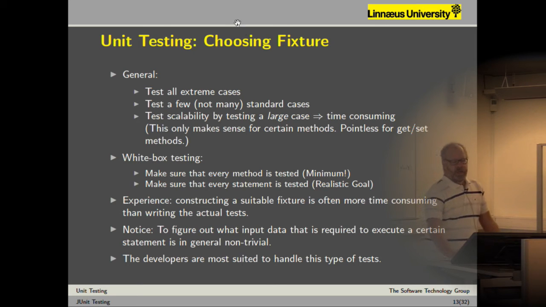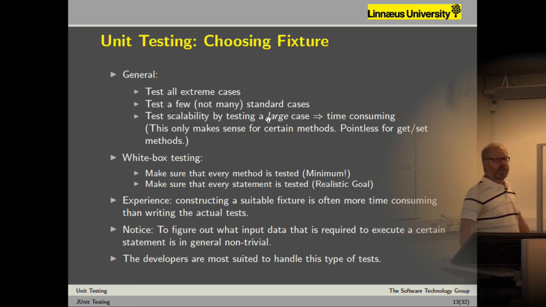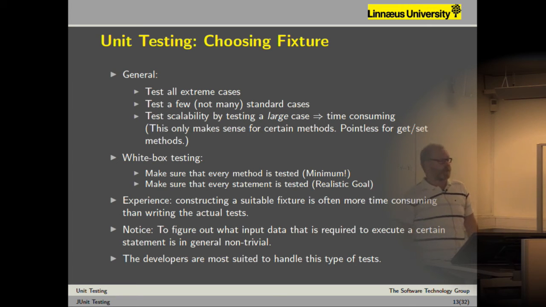So this is called a fixture, the number of input data and the corresponding result. The basic idea is to test all extreme cases, odd cases that are easy for a programmer to have forgotten. Test a few but not many standard cases. Test scalability by a large case. In the sorting case, we might have an array of size 5 million or something like this, just to see that it doesn't collapse.